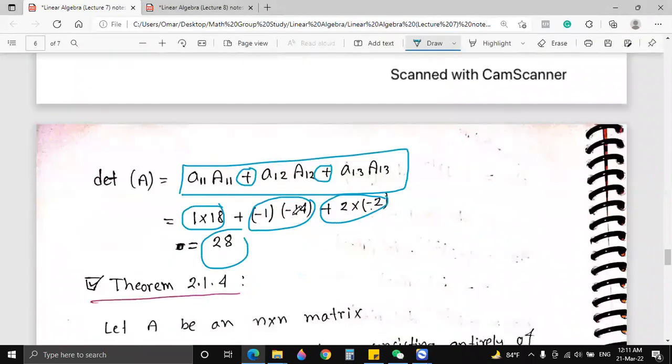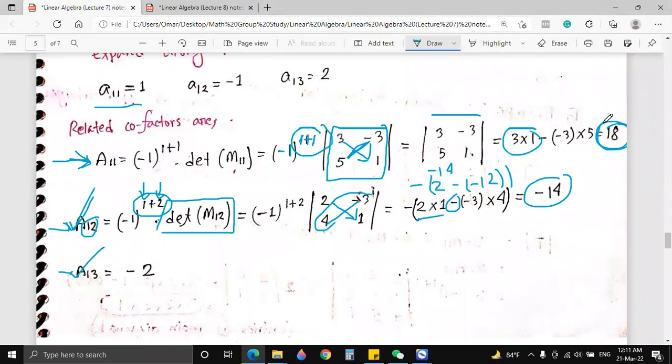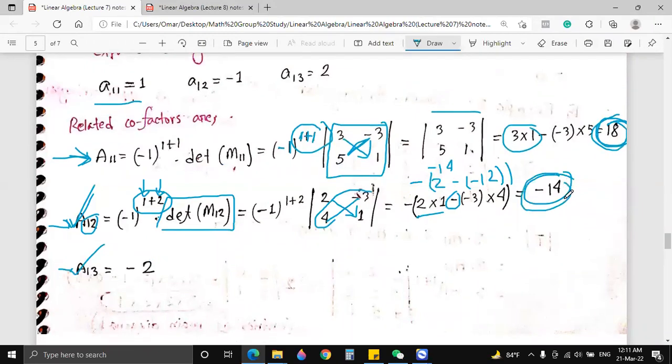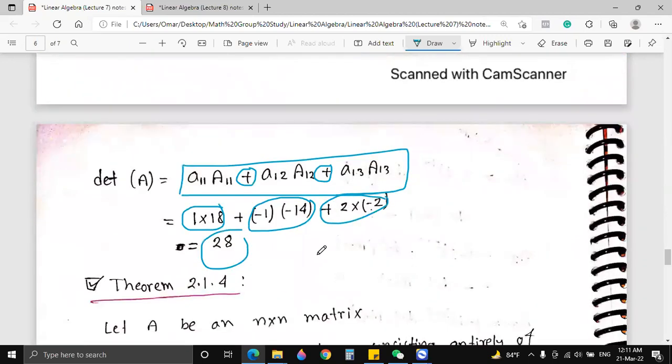Okay, so at the end, we just need to add this value, that is 18 plus minus 14 and plus minus 2. So 18 plus minus 14 and then plus minus 2. It is going to be minus 16, that means minus 16.